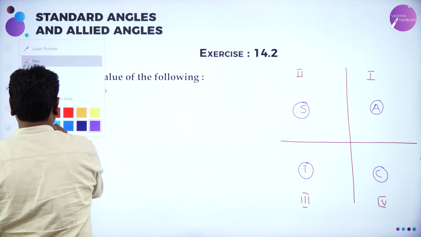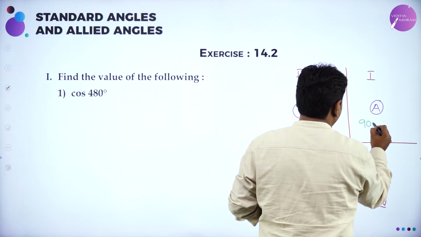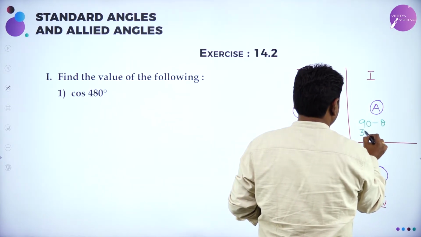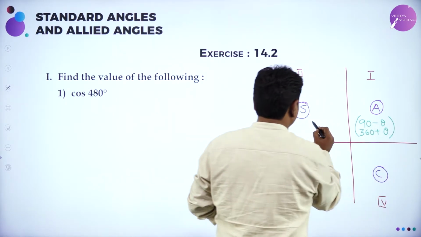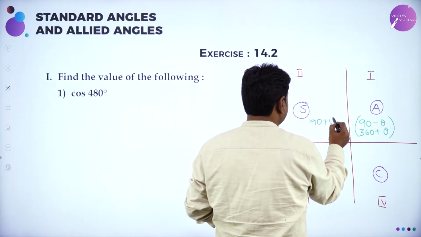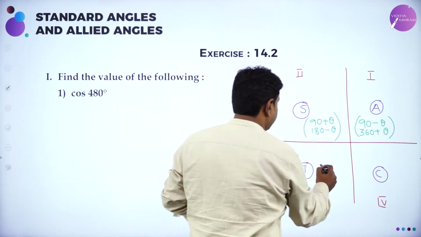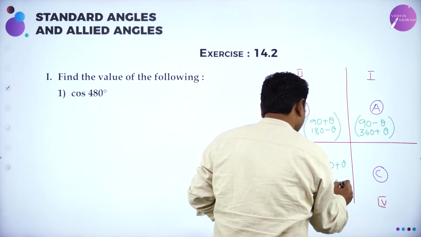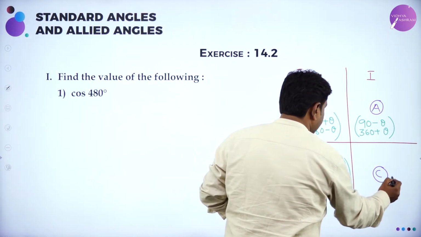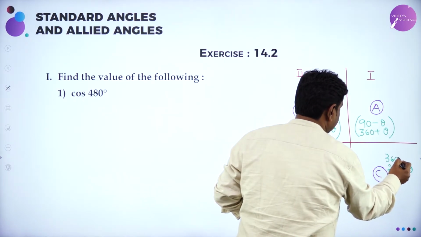And angle values. What are the angle values? In first quadrant it is 90 minus theta, 360 plus theta. 90 plus theta, 180 minus theta means second quadrant. 180 plus theta, 270 minus theta, third quadrant. 270 plus theta, 360 minus theta, fourth quadrant.